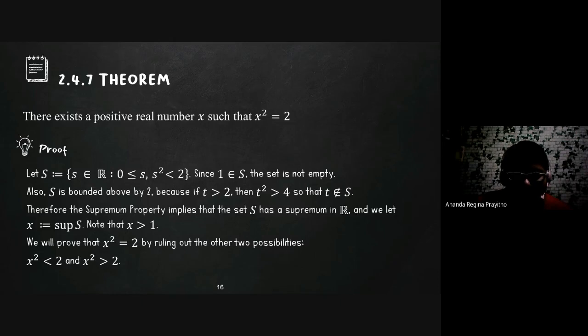Therefore, the supremum property implies that the set S has a supremum in R, and we let x be defined as the supremum of S. Note that x is greater than 1. We will prove that x squared equals 2 by ruling out the other two possibilities, x squared less than 2 and x squared greater than 2.